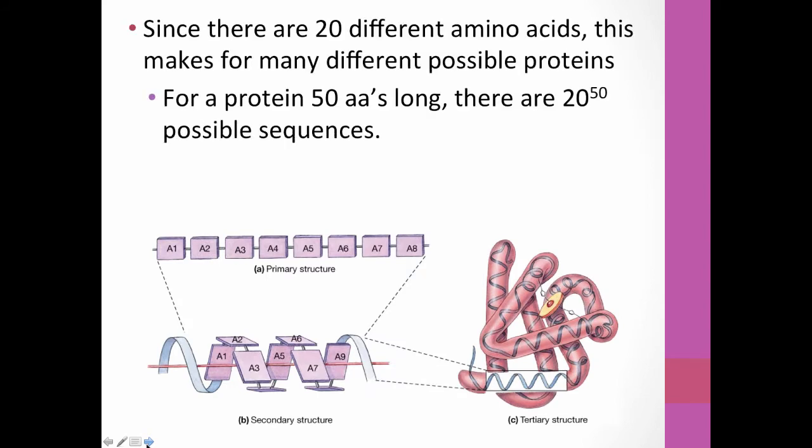Now, since there are 20 different amino acids, this makes for millions of different possible proteins, because for each spot in a protein, you have 20 different possibilities. So for a protein that's 50 amino acids long, there's 20 to the power of 50 different possible sequences. And the sequence is important because the sequence determines the 3D structure. We talked about whether things are polar, nonpolar, and 3D shape. That becomes important because the sequence of amino acids will determine, through their interactions, the 3-dimensional structure.